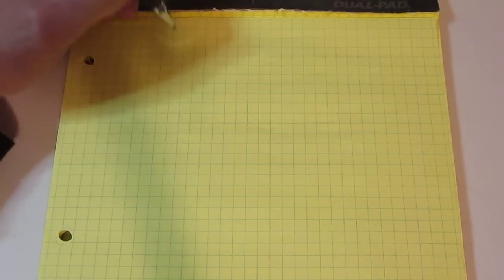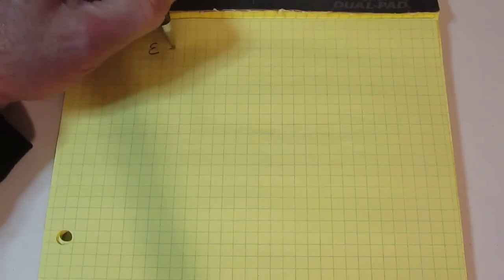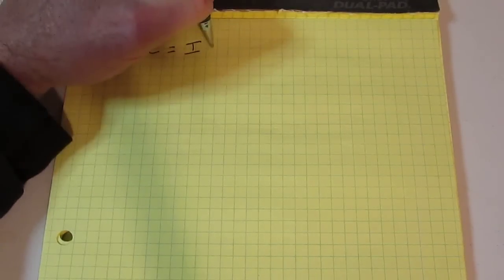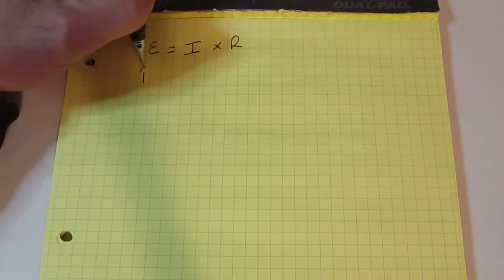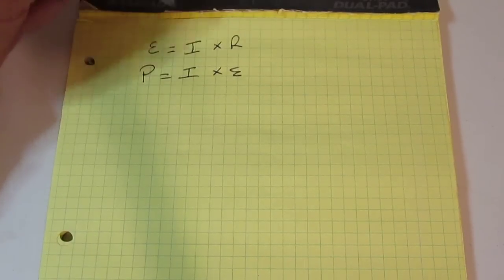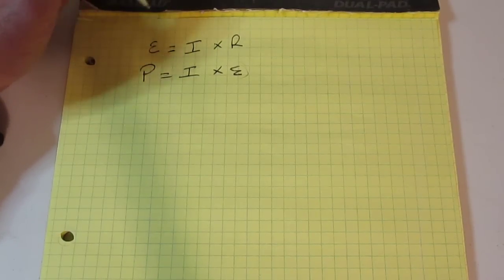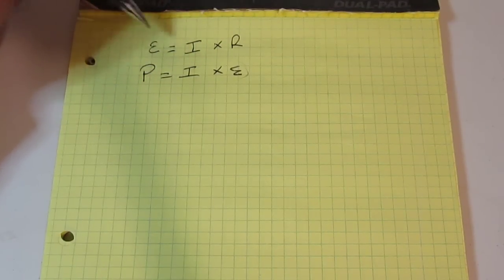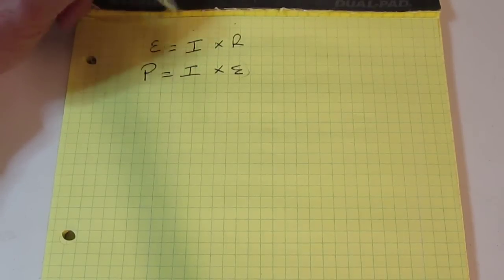The ones that I always remember to start with are E equals I times R, and for power, P equals I times E, which kind of spells the word pi. Kind of easy to remember that way, right? Also, I just noticed these letters are in alphabetical order, another way to remember that, to start.